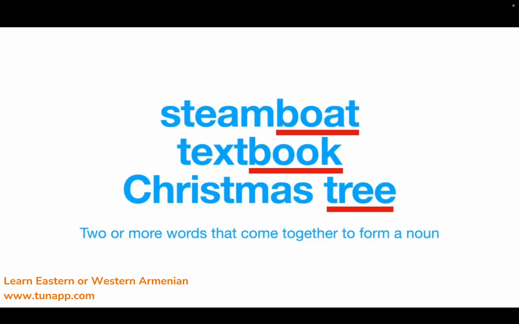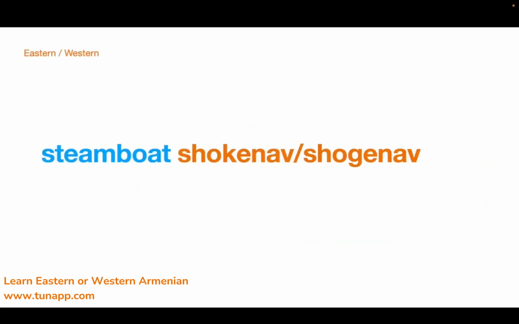examples. In this case, we'll be looking at the second word in the compound noun. We'll translate them into Armenian first, and if that second word in Armenian only has one syllable, we'll be using er as a suffix, if we want to make the word plural, steamboats, textbooks, or Christmas trees.